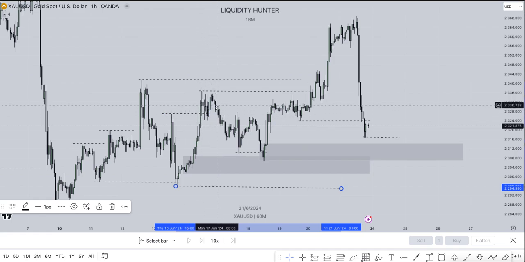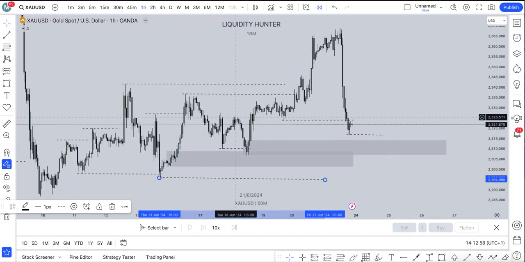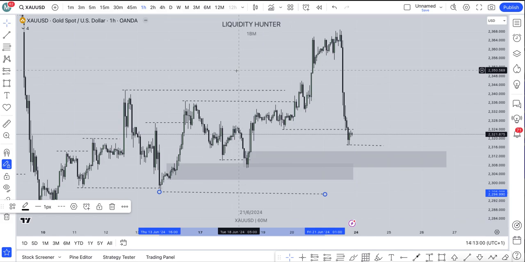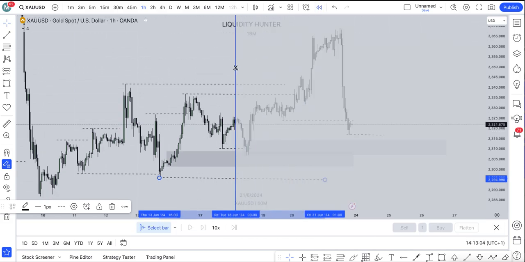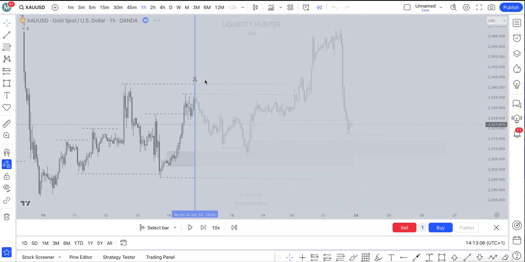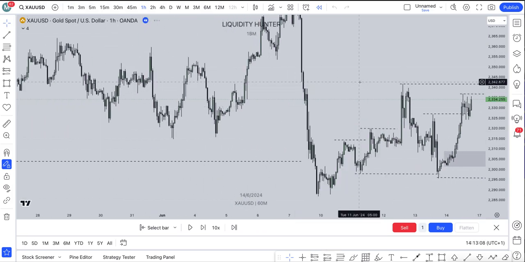So price was here. I wish I could take back the play too. Yes, I can take it. Price was here, guys. Price was here. This was my plan.